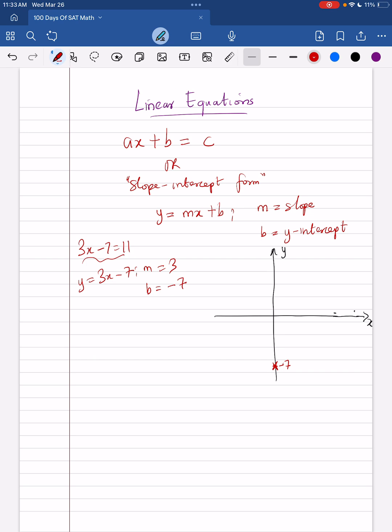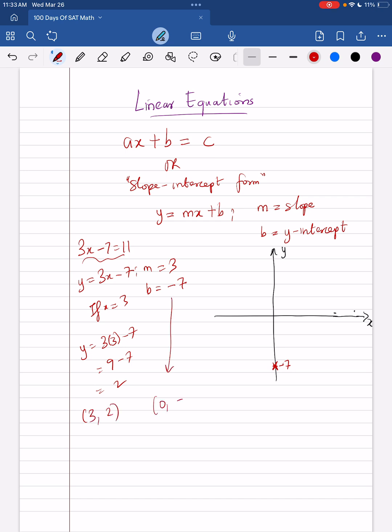Now the slope is given by 3. Now we can identify another point on this graph by substituting a value of x, any value of x. For example, if x is 3, what is y? y will be 3 times 3 minus 7. So y is 9 minus 7, which is 2. So we write that as (3, 2). The y-intercept is written as (0, negative 7).